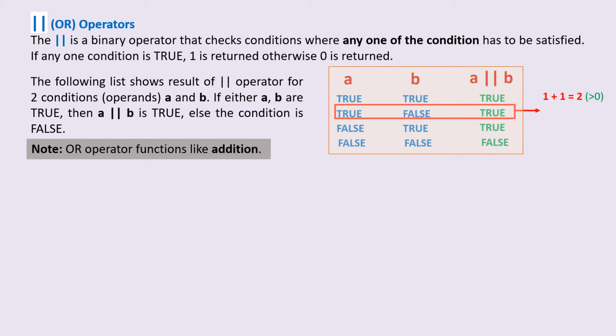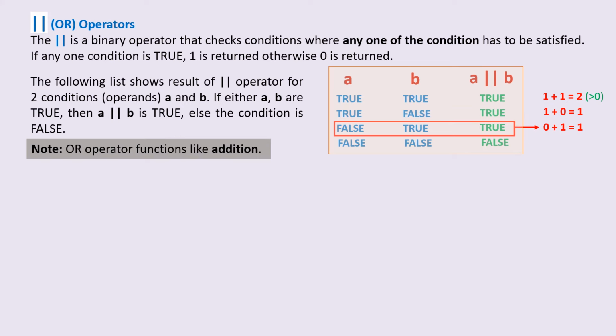Similarly, when A is true, and B is false, A or B is 1 plus 0, which is 1, or true. Next, A is false, and B is true. So it's 0 plus 1, which is 1. So the result is true, or 1. And finally, when both A and B are false, it's 0 plus 0, which is 0, or false.